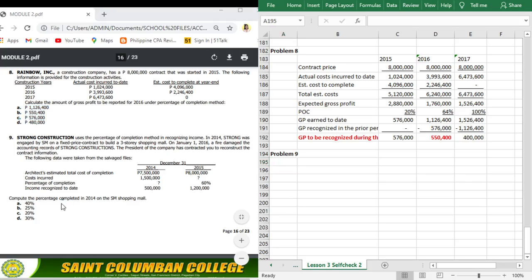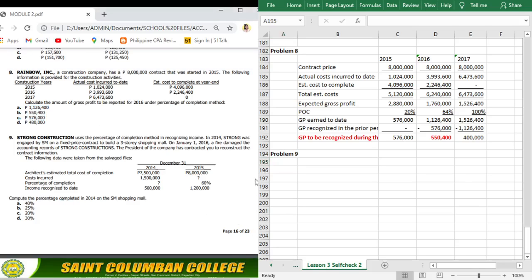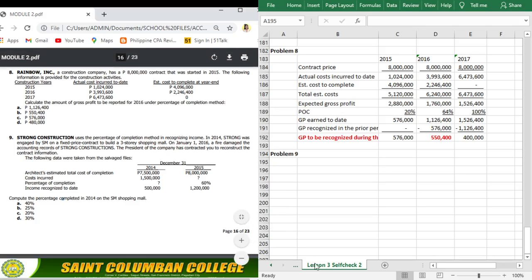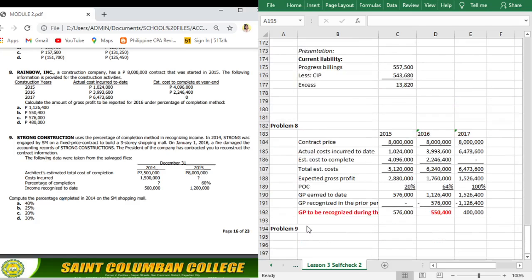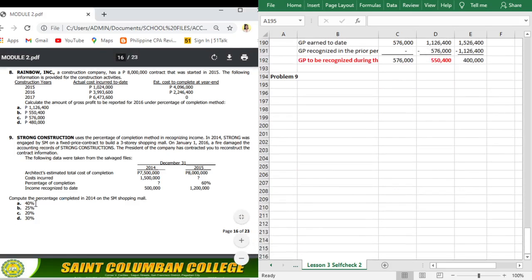Now next, let's proceed to problem 9. Question: compute the percentage completed in 2014 on the SM Shopping Mall. Okay. Percentage completed in 2014. Strong Construction uses the percentage of completion method in recognizing income. In 2014, Strong was engaged by SM on a fixed price contract to build a 3-story shopping mall.